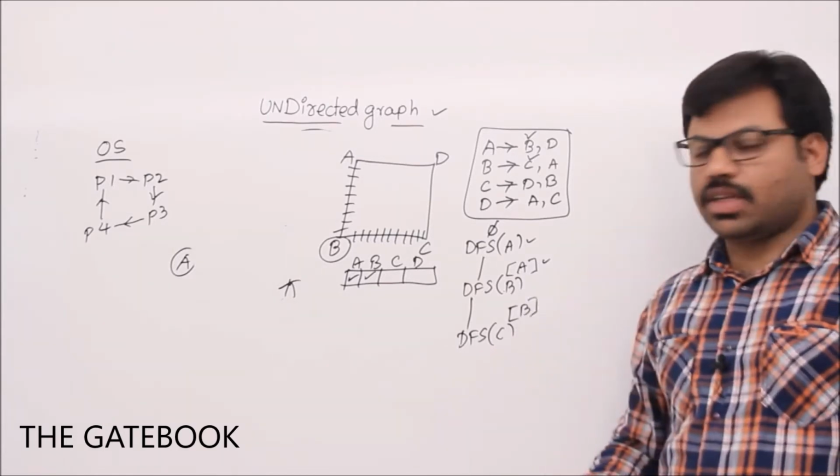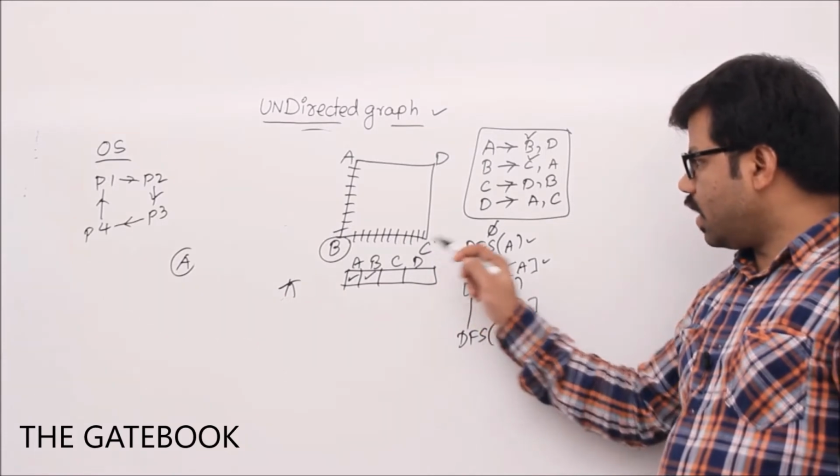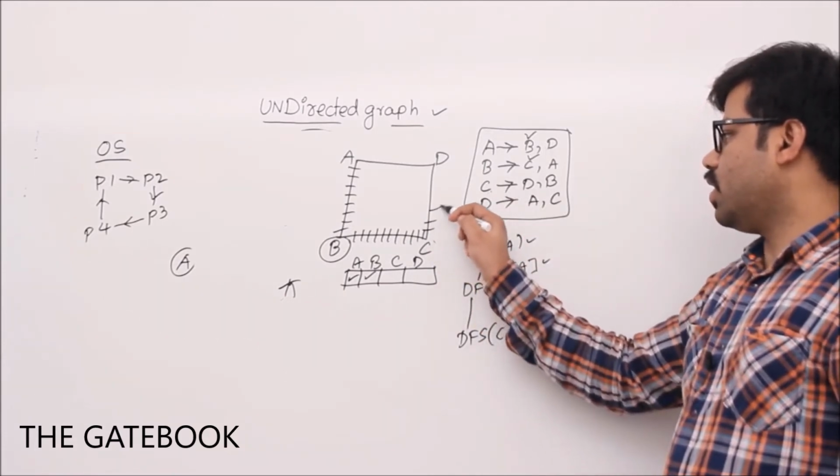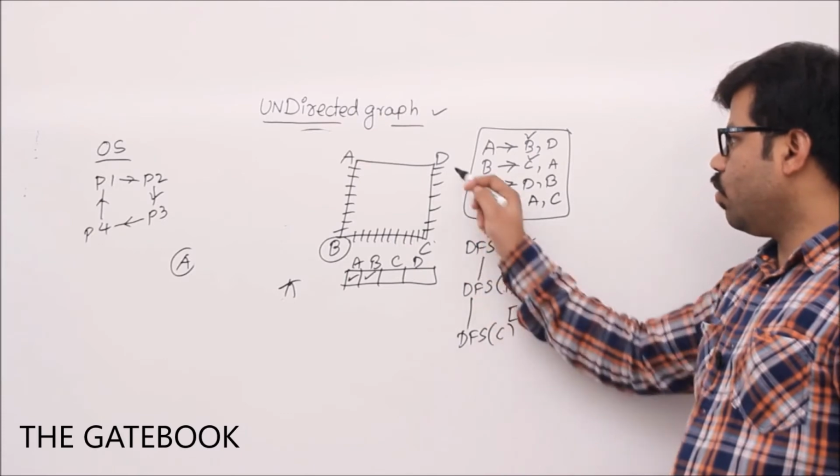Now explore all the edges of C one by one. So who is the first edge of C? D, correct? So explore CD. So if you explore CD, you encounter D.